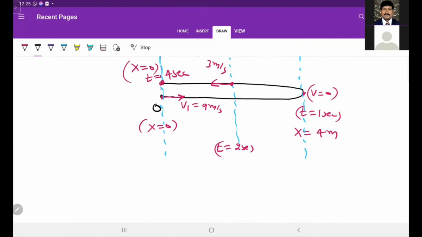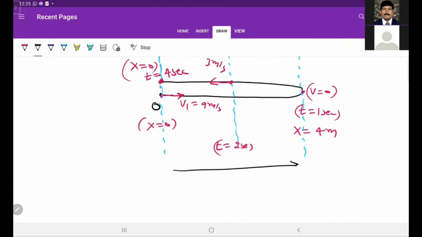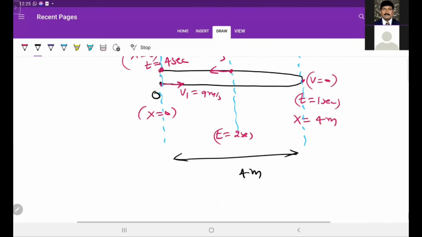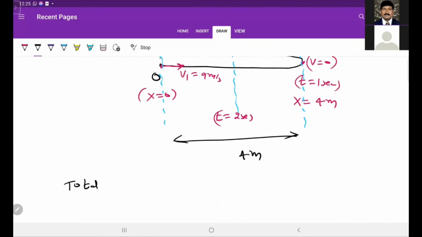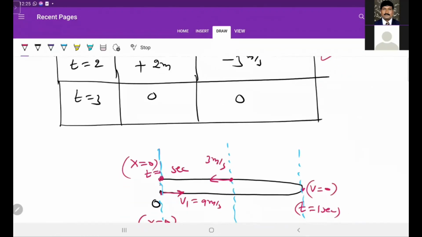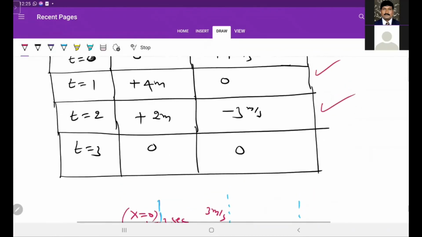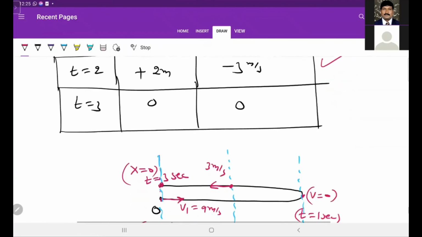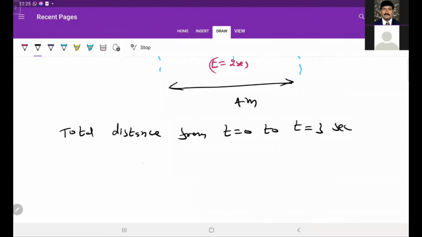So in this journey, what is this length? This length will be 4 meters. So total distance from time 0 to time 3 seconds. What is the distance traveled? So here time is 3 seconds, 0 to 3 seconds. It has traveled a distance of 4 plus 4. So distance is equal to s. S is equal to 4 plus 4.